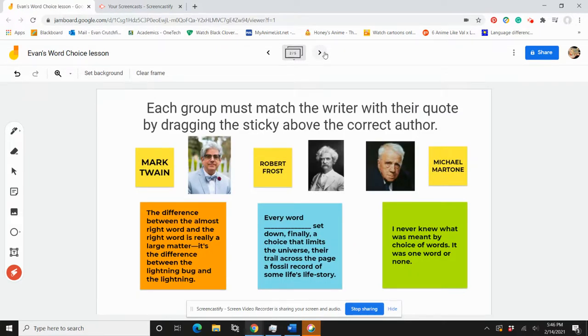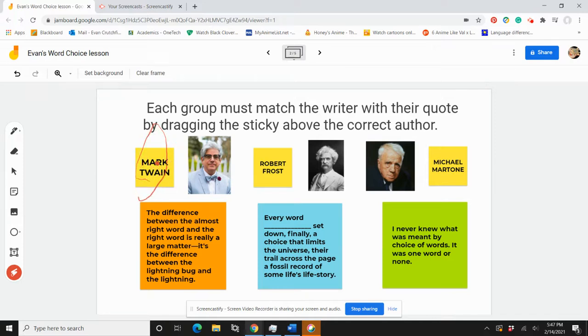So, with the three groups still, each group must match the writer with their quote by dragging the sticky above the correct author. And so I have both pictures of the authors and the authors' names. Quote number one is: the difference between the almost right word and the right word is really a large matter. It's the difference between the lightning bug and the lightning. And so that's a quote by Mark Twain here.